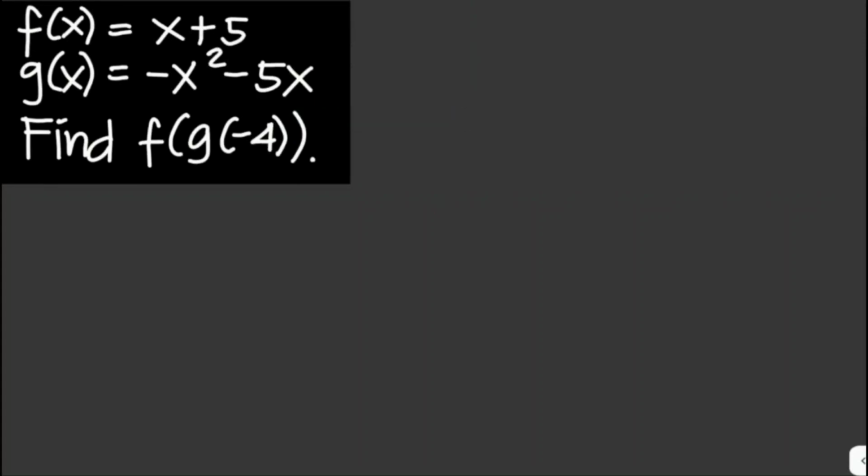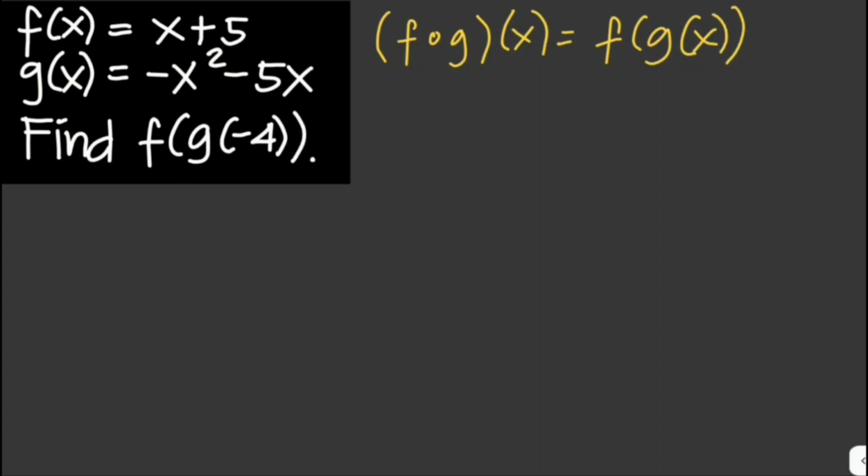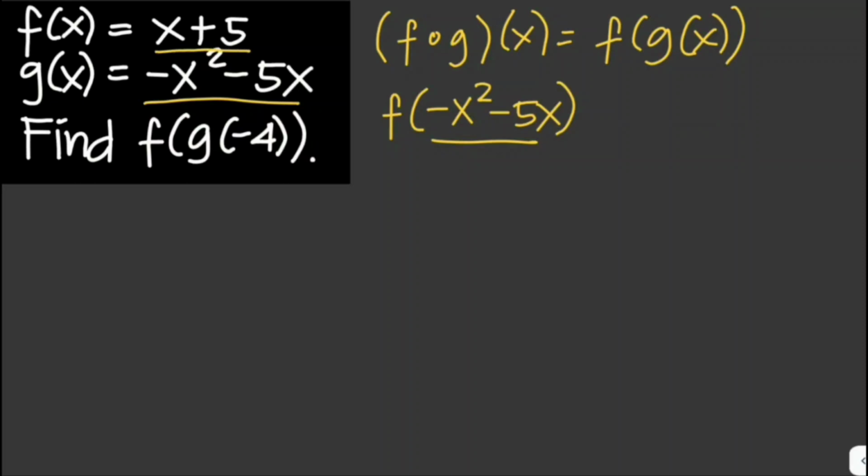Then we find f of g of -4. So we just have to find f of g of x. Okay, so that would be f of -x² minus 5x, because our g of x here is -x² minus 5x. Then we substitute this value to the f function.